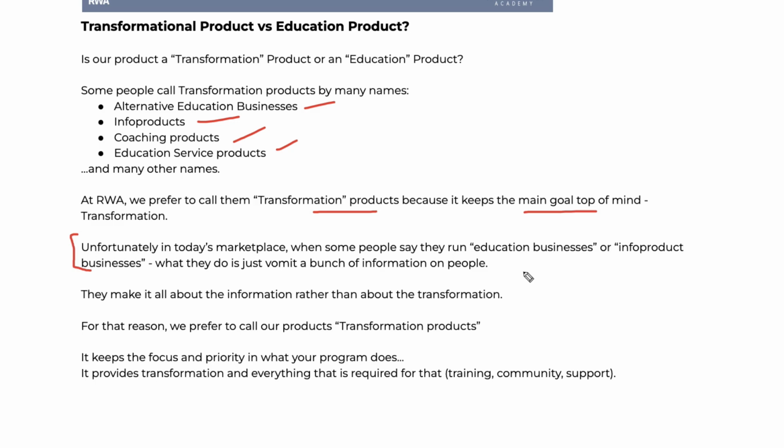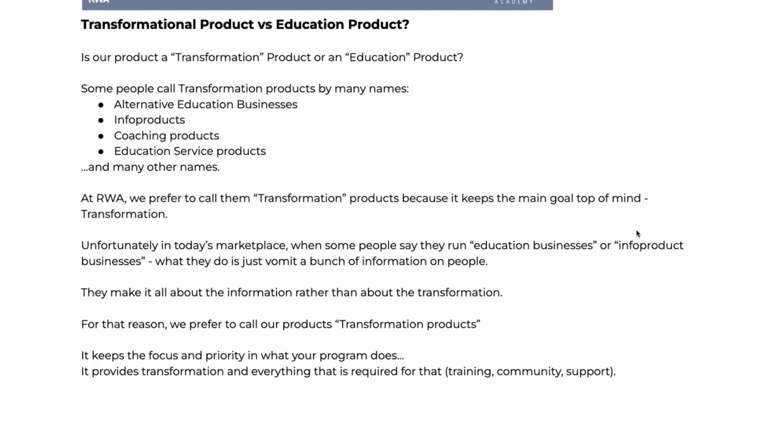Unfortunately, in today's marketplace, when some people say they run an education business or an info product business or something like that, what they do is they just vomit a bunch of information on people, right? They give them maybe a classroom, an online course with a bunch of videos that are hours long, and that's it, right? And so unfortunately, that is the reality, people have hijacked these terms. And so what they do is they make it all about the information rather than about the transformation. And so for that reason, we prefer to call our products transformation products, okay? So it keeps the focus and priority on what the program primarily does, which is that it provides transformation and everything that is required for that transformation, aka the training, the community, and the support.